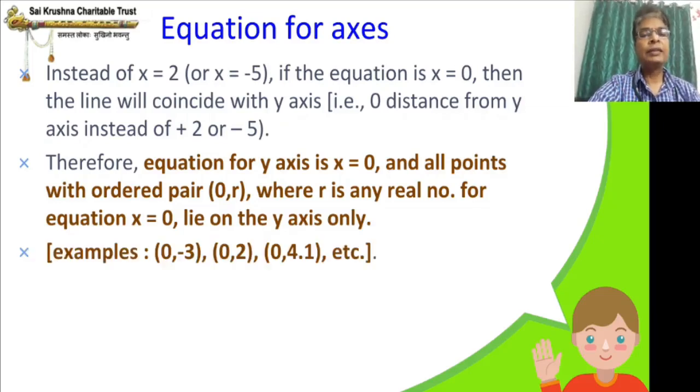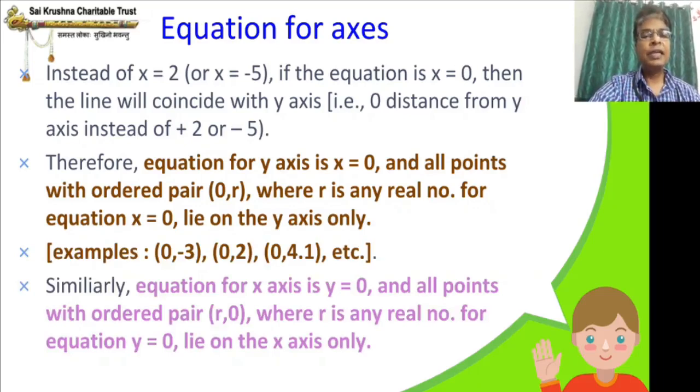Similarly, the equation for the x-axis is y equal to 0, and all points with the ordered pair r comma 0. So instead of 0 comma r, it will be r comma 0, meaning that the x-axis will have any value of the x coordinate, and always 0 for y.